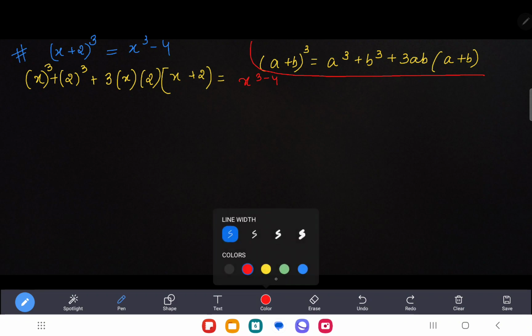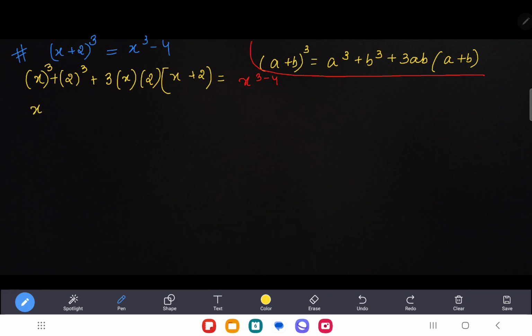So if I elaborate the red side, the yellow side, it is x cube. 2 cube is 8, 2 times 2 times 2. That shall be 8, plus 3 times 2, 6x into x plus 2. And here it shall be x cube minus 4.